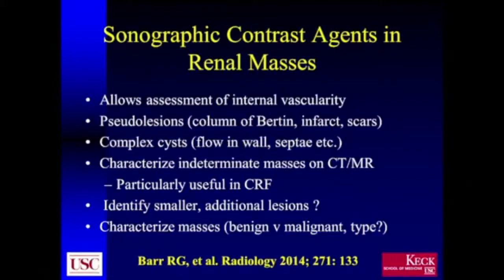Probably the most common thing that we do with these agents is to evaluate complex cysts. Obviously, these are very common in the kidney, and the obvious problem is that a percentage of these will actually be cancers. So we look for such things as flow in the wall, flow in septi, nodularity in septi, and again, contrast ultrasound is far more sensitive for flow in these things than classic color or power Doppler.